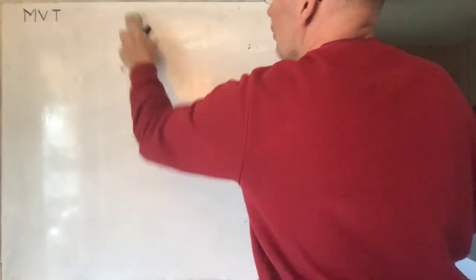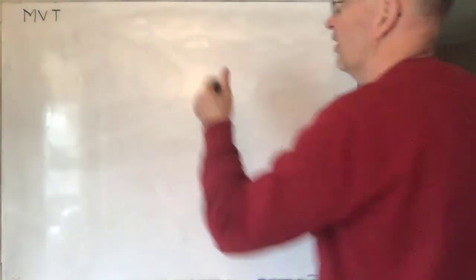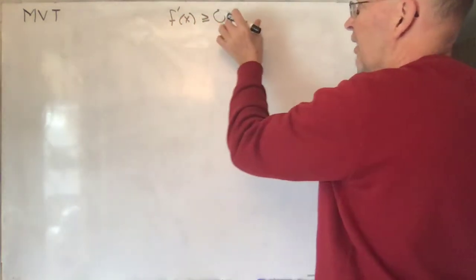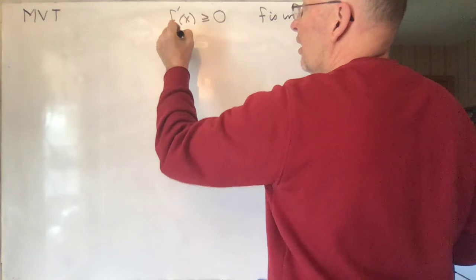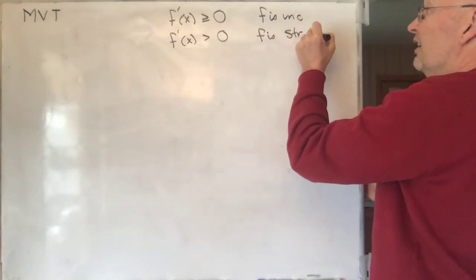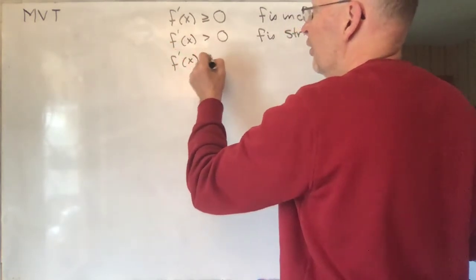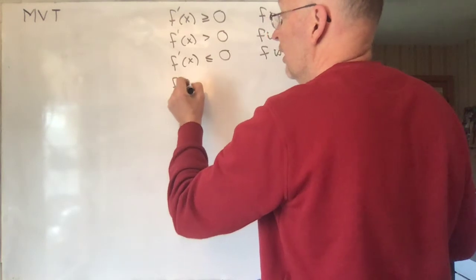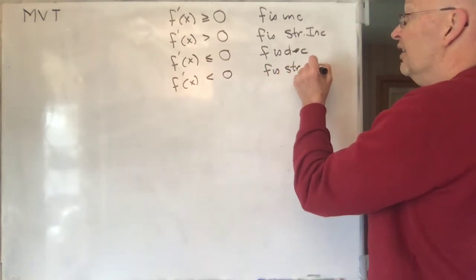put that result in writing. It's that important. So we'll say if f prime of x is greater than or equal to 0, this is on some interval, then f is increasing. If it's strictly greater than 0, then f is strictly increasing. If the derivative is less than or equal to 0, then f is decreasing. And if the derivative is strictly less than 0, then f is strictly decreasing.